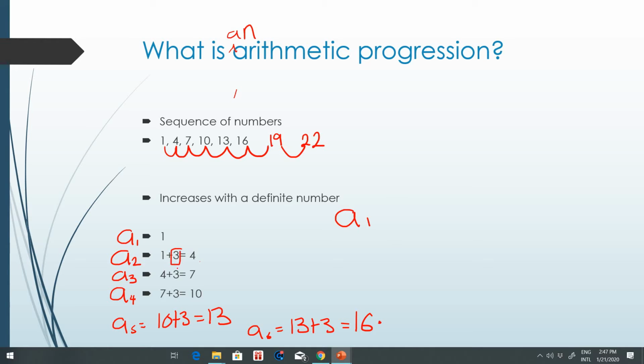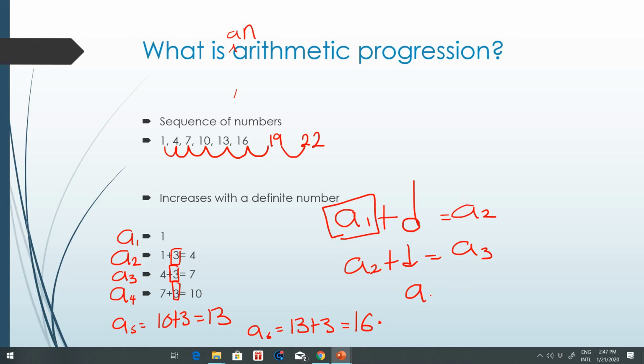You can see the sequence keeps increasing by 3, 3, 3. So we can call that number D, the difference between every number in the sequence. The difference between 1 and 4 is 3. The difference between 4 and 7 is 3. So A1, the first number, plus D will give me A2. A2 plus D will give me the next term, A3. A3 plus D gives me A4. So, let's say A11 plus D will give me A12.